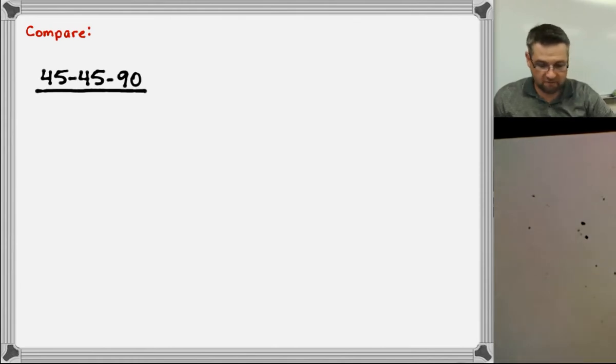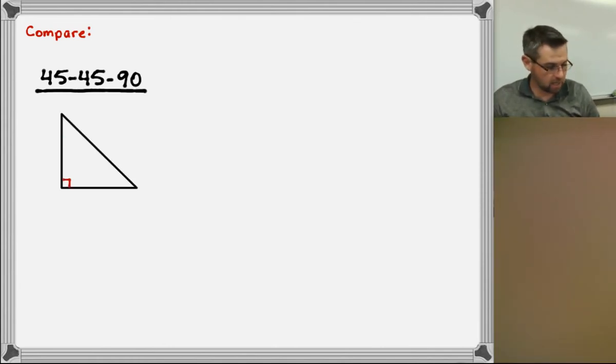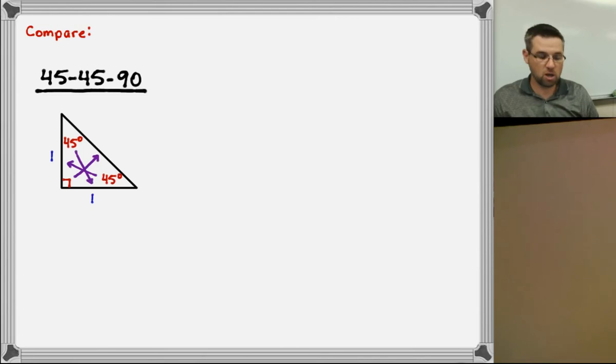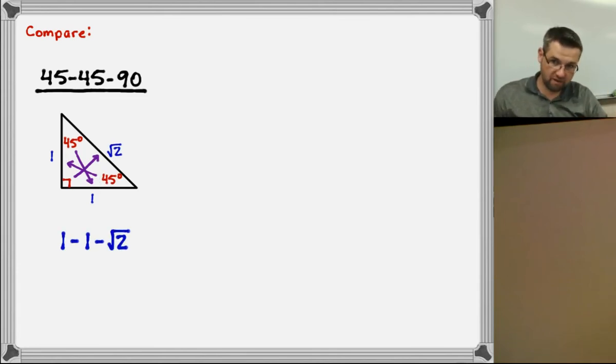We have the 45, 45, 90 triangle. And remember the 45, 45, 90 triangle, the side lengths were 1, 1, and radical 2, where the square root of 2 is the hypotenuse, right? 1 and 1 are the same because those are across from the 45 and the 45, and the radical 2 is across from the 90. So we say it's a 1, 1 radical 2. We could say 45, 45, 90 is a 1, 1 rad 2.